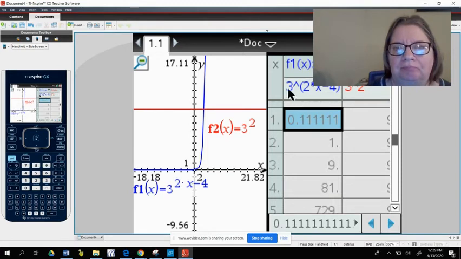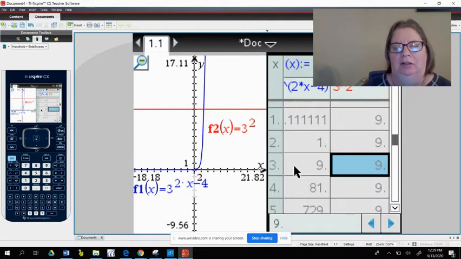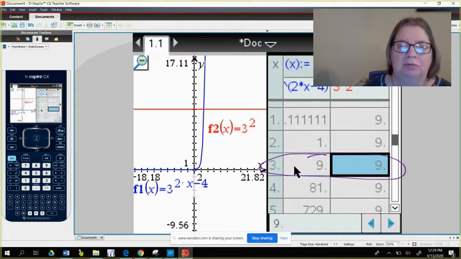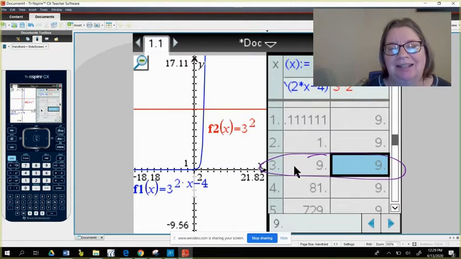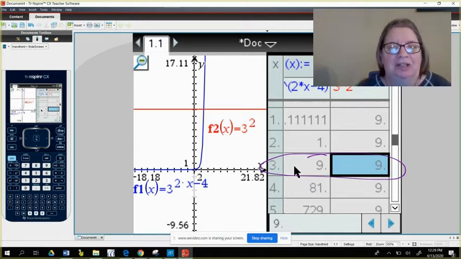Now remember that this little skinny column over here is the x's. These are the y's for 3 to the power of 2x minus 4, and these are the y's for 3 squared. If you click here, you can see all of it together. Well, this is what we're looking for right here. What happens where x is 3? Where x is 3, the y's are the same. Right? So for both equations where x is 3, y is 9, that's where they intersect. That's the solution. So if you graphed this equation and you looked at the table and you found where x is 3, the y's are the same, the solution is 3.